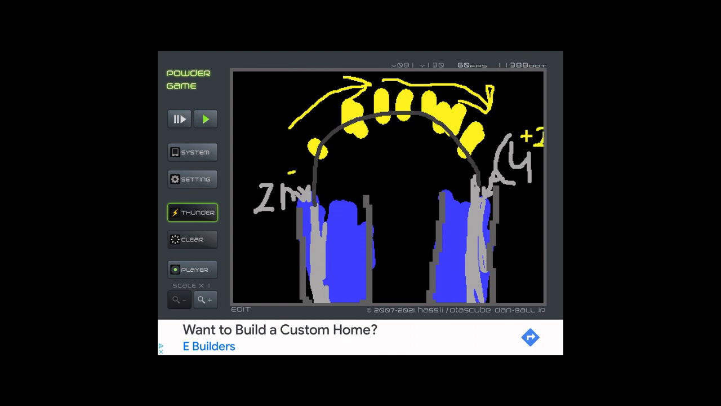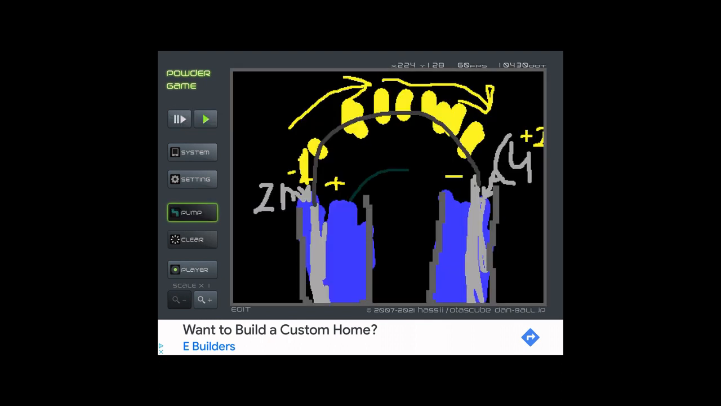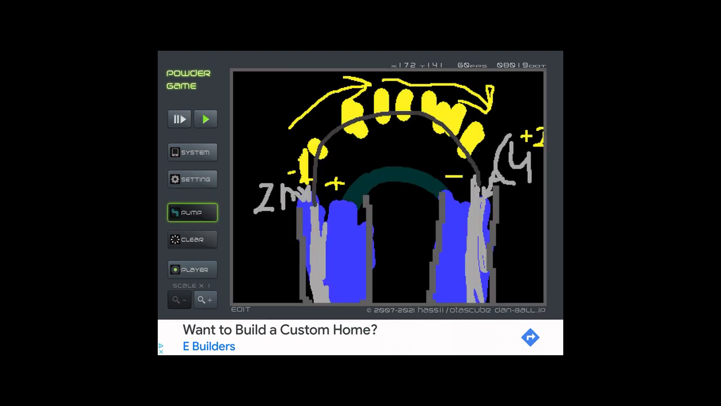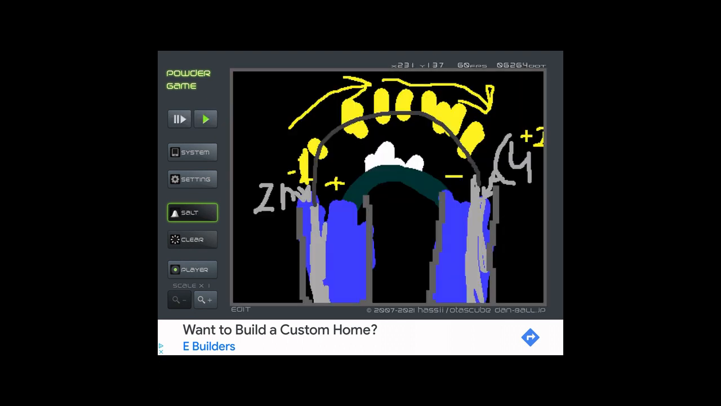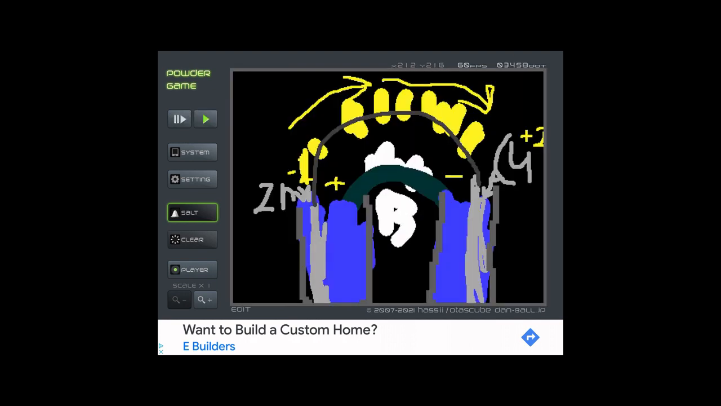But, what else do we need? Well, what we notice is that there's a buildup of positive ions on the zinc side and negative ions on the salt side. So what do we need to do to fix that? Well, what we can do is use something called a salt bridge.